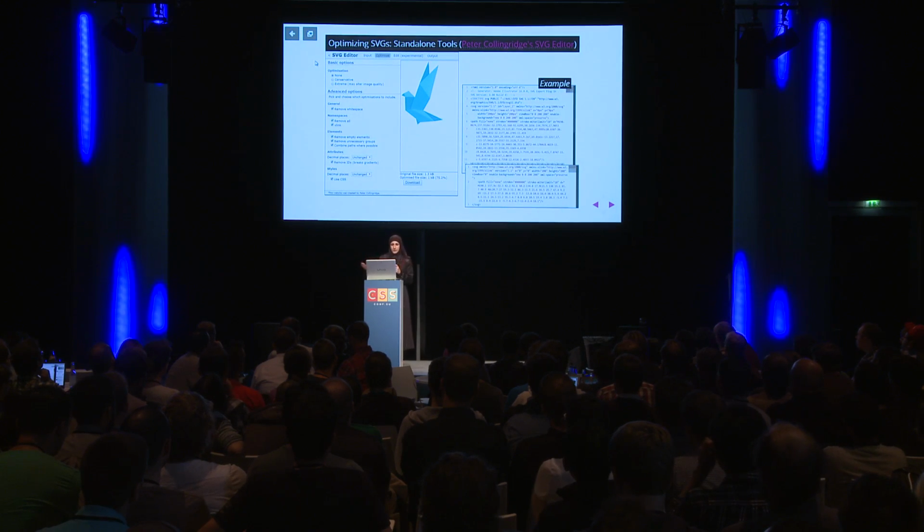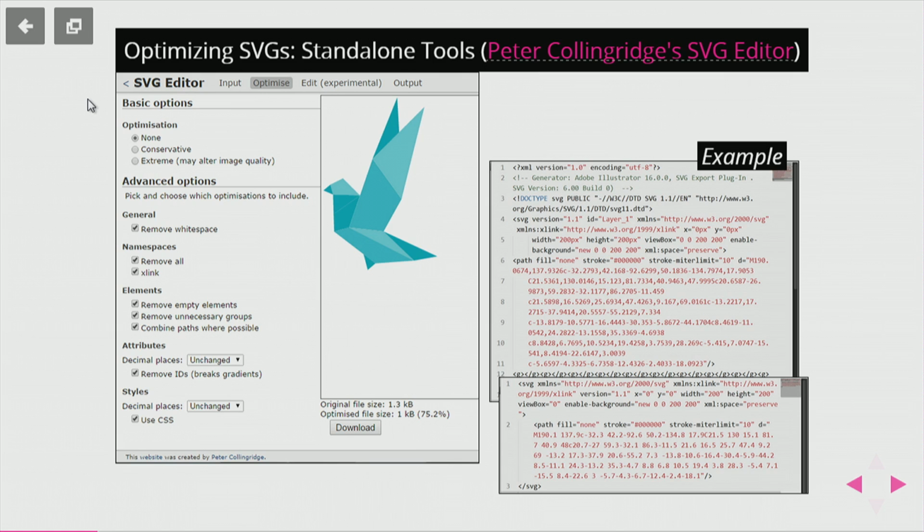Now, there are several tools for optimizing SVGs. I'm going to be talking about 2. The first one is Peter Collingridge's SVG editor. This is an online tool. It allows you to input some SVG code or upload an SVG file, and as you can see in the screenshot on the left, you get to see a live preview of the SVG that you entered, and on the right you have a set of options that you can choose to apply to the SVG. Like you can apply optimizations such as removing white space, which makes the code compact and reduces file size, removing empty elements, unnecessary groups, combining paths where possible.